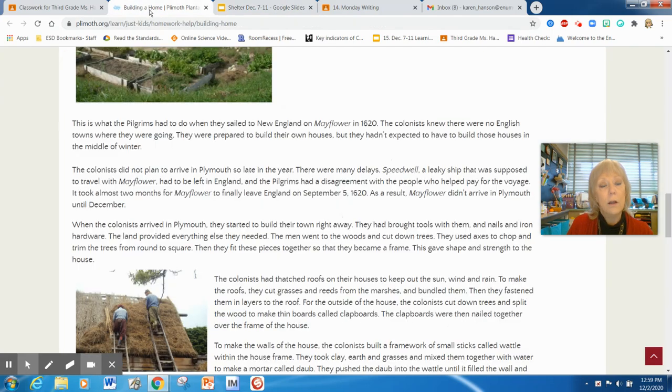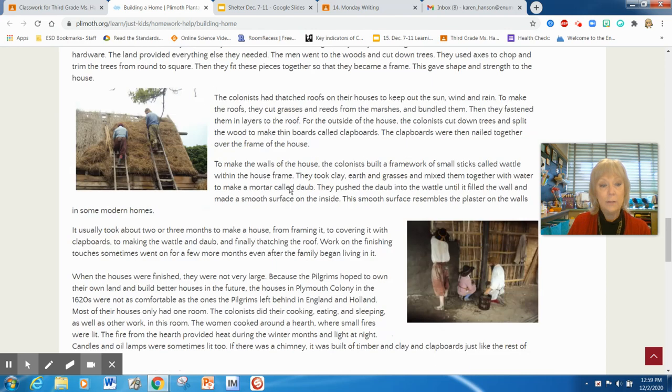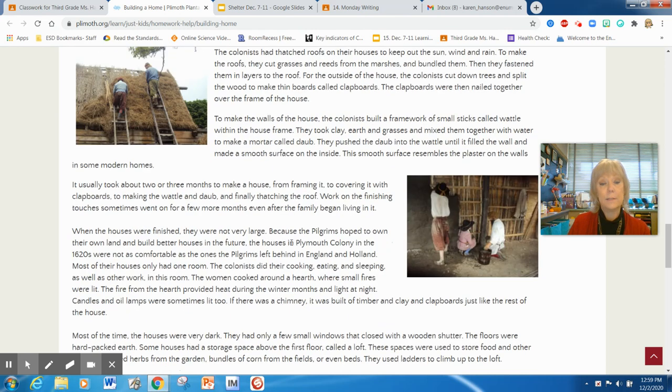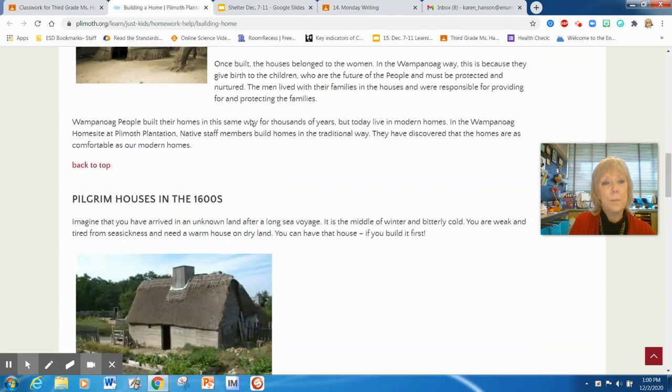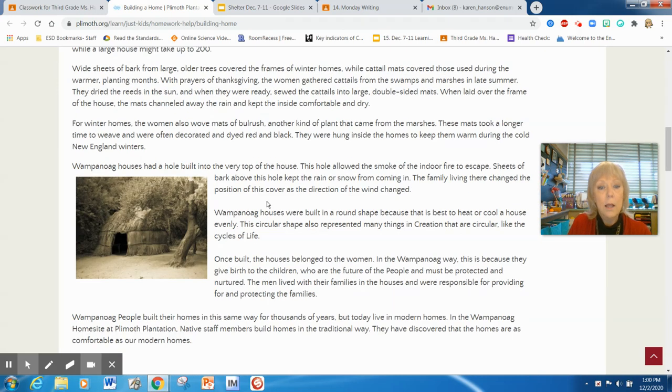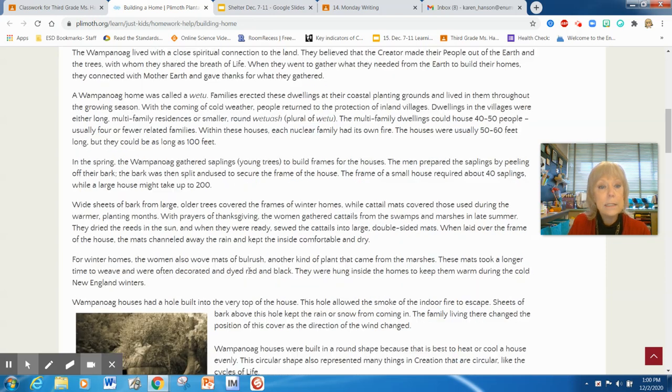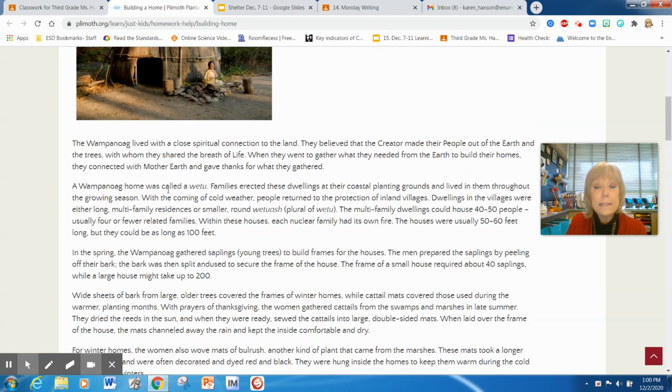So we'll go back into our different little resources here, and we're going to read through and see if there were similarities. So you're going to read all of this. Here it says the colonists did their cooking, and the women cooked around the hearth, small fires. Okay, and let's see if I go back up here to where my Wampanoags are. I am going back here. And I'm trying to see, because I remember reading something about it. So you might have to keep reading over and over.